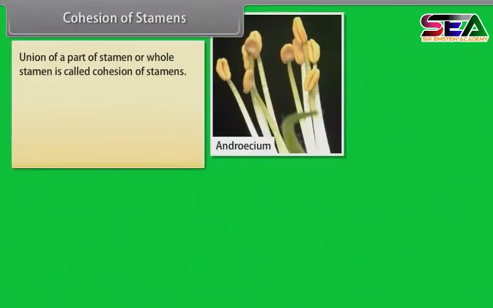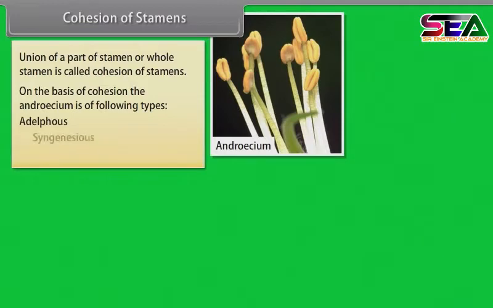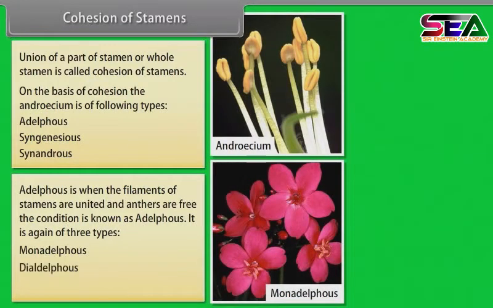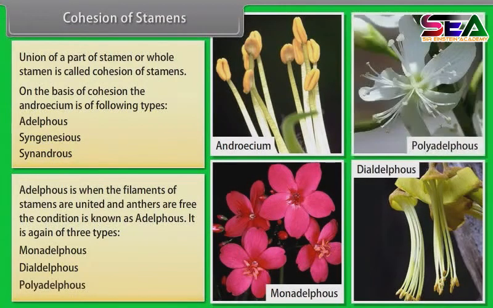Cohesion of stamens. Union of a part of a stamen or whole stamens is called cohesion of stamens. On the basis of cohesion, the Androecium is of the following types: adelphous, syngenesious, synandrous. Adelphous is when the filaments of stamens are united and the anthers are free. It is again of 3 types: monadelphous, didelphous, polyadelphous.